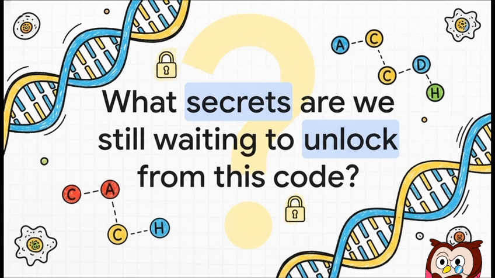You start with just 4 chemical letters. A simple pairing rule builds them into the elegant double helix. And that helix contains the code that builds every living thing we know of. It's the universal language of life on Earth. And you have to wonder, as we get better and better at reading it, what secrets are we going to unlock next?